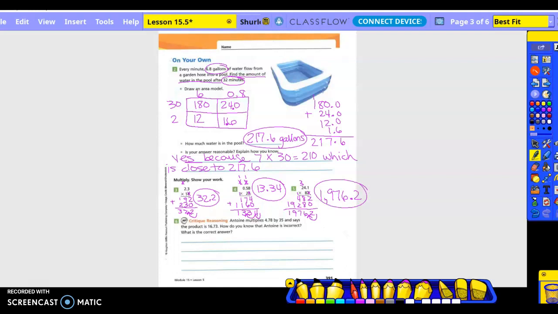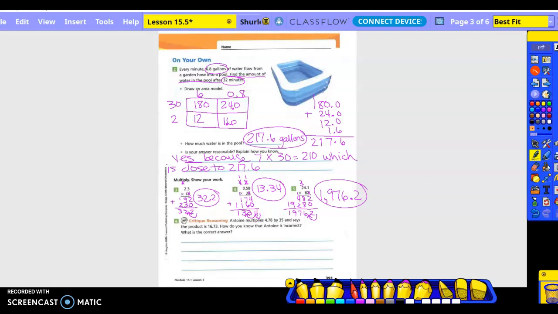Critique reasoning. Anton multiplies 4 and 78 hundredths by 35 and says the product is 16 and 73 hundredths. How do you know Anton is incorrect? What is the correct answer? So we know he's incorrect because one of our factors is already larger than what they got as the actual answer, right? Okay, so that's why, so we'll just say we wrote that down.